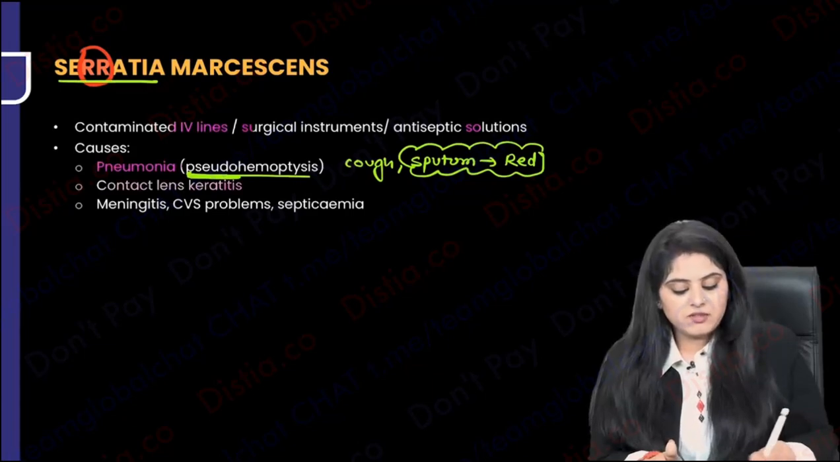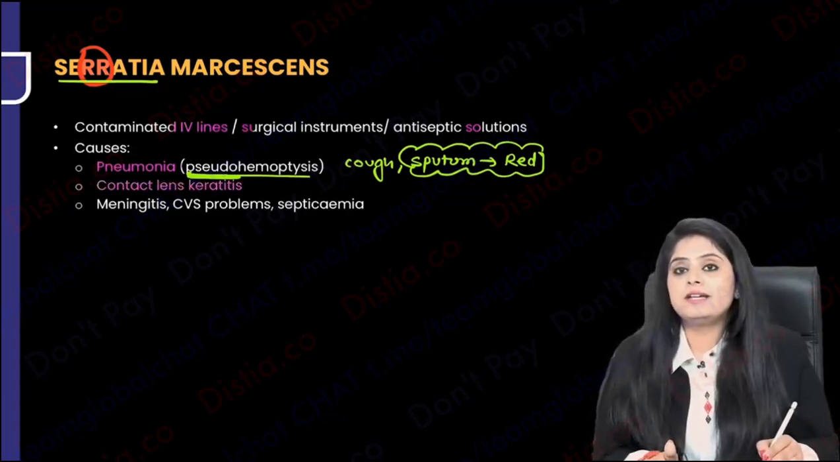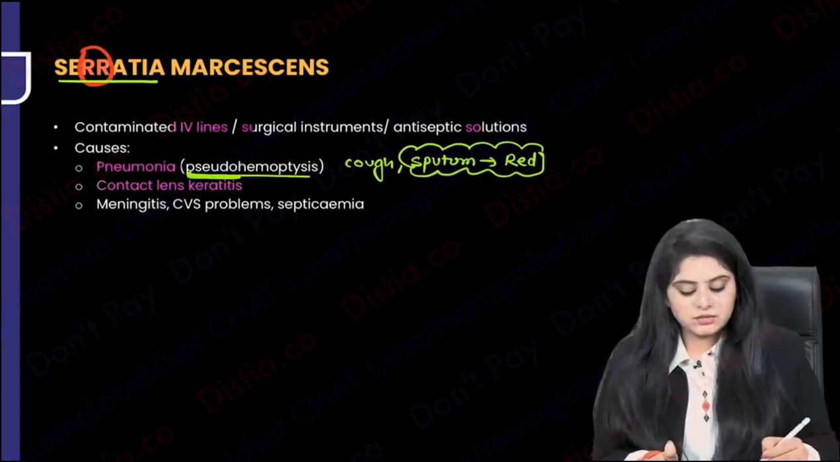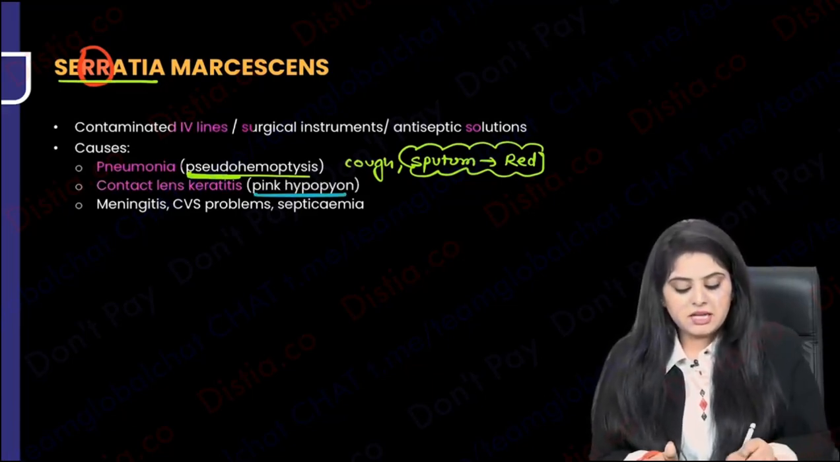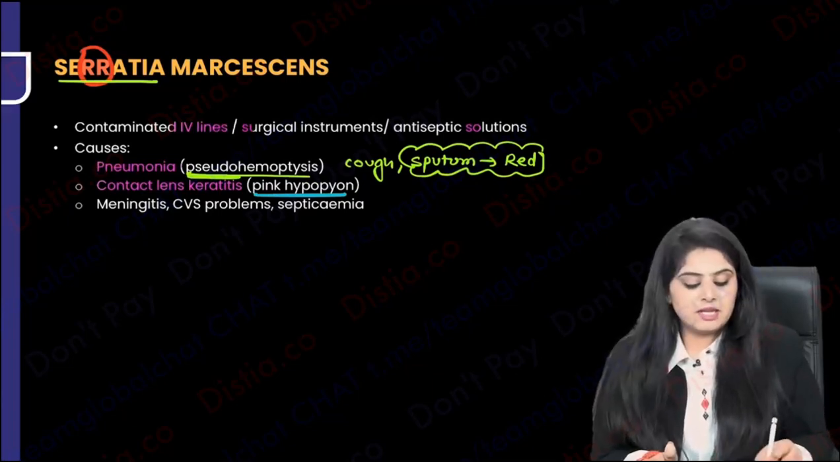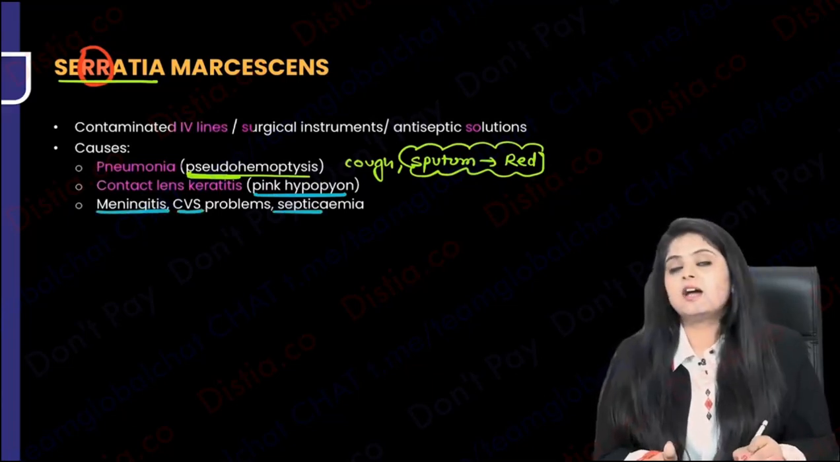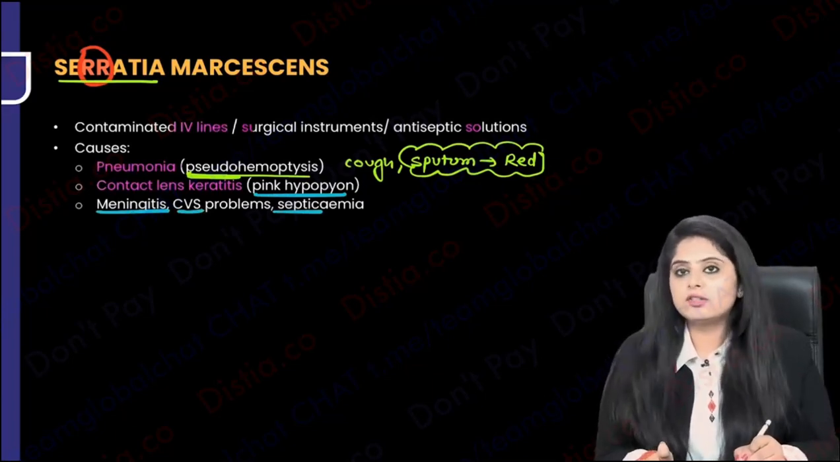Similarly, it can have eye involvement. That is going to be contact lens keratitis. Again, red pink color should come. That is known as the pink hypopyon. So there's a pink hypopyon again because of Serratia pink color. Similarly, meningitis, they can have cardiac involvement, septicemia, all other organs are possible.